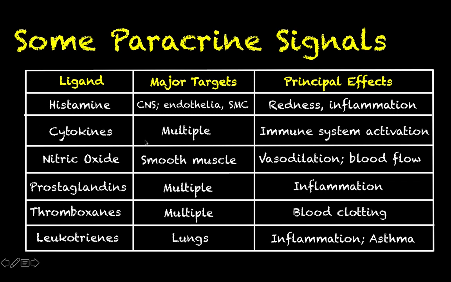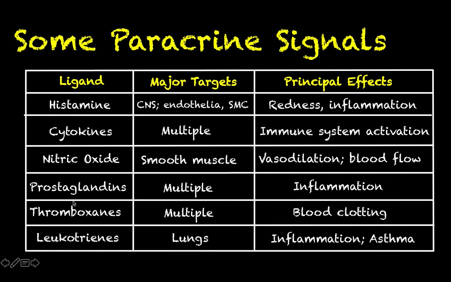Cytokines are a very diverse group of signaling molecules that affect many, many different cells in the body, and oftentimes they function to activate the immune system in one form or another. Nitric oxide, which we'll talk a little bit more in depth here in just a minute, is a small molecule that affects smooth muscle, and more specifically affects smooth muscle contraction in vascular settings, helping to regulate blood flow. So we'll see a little bit more of that here in just a second.